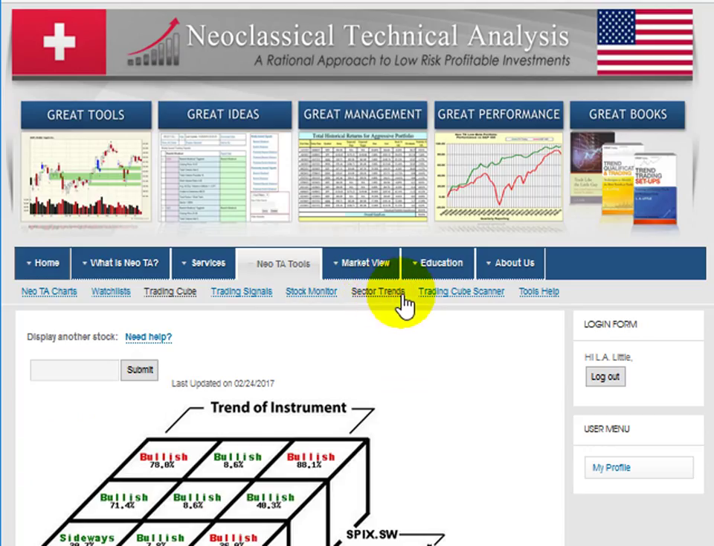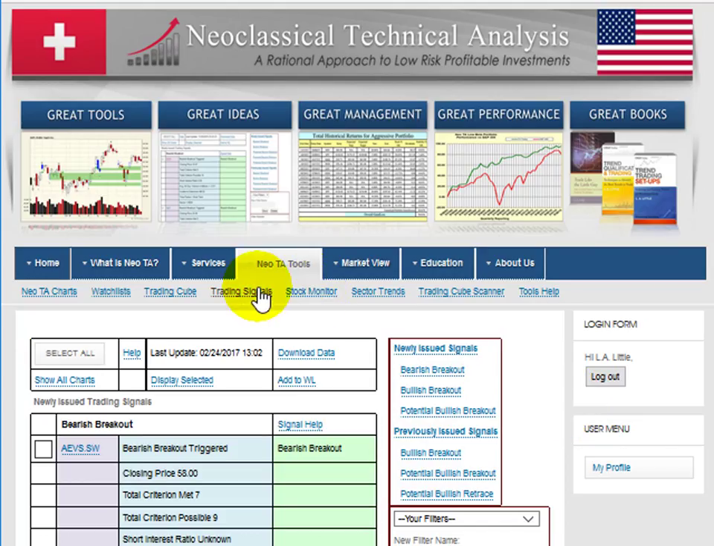Let's just take trading signals first. Now, trading signals and stock monitor are very closely related. Trading signals was based on the third book, and in case you haven't read the books and want to, you can click on a link here and get to them. But this third book, Trend Trading Setups, introduced the idea. In other words, the second book was Trend Qualification and Trading. And in that book we said, here's the model, here's how it works.